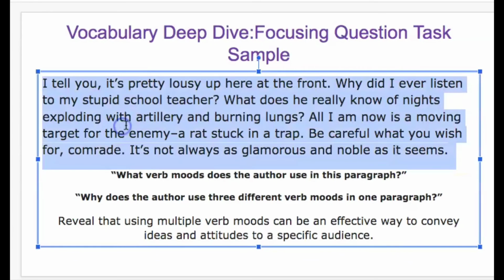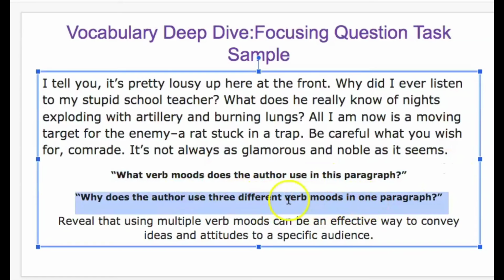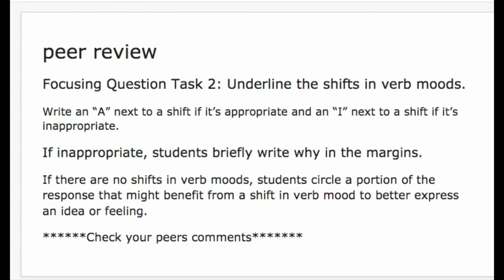So this is an example of part of someone's letter that they wrote, okay, from our focusing question task. So I want you to look at this sample. What verb moods does the author use? Why does the author use 3 different verb moods in one paragraph? When you use multiple verb moods, it can be very effective in the way you convey your ideas and your attitudes towards the specific audience. So it's really good that sometimes there are different verb moods used in a passage.